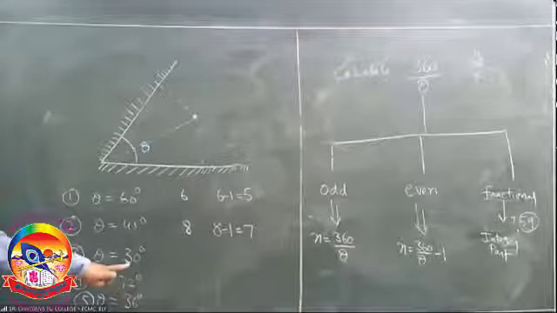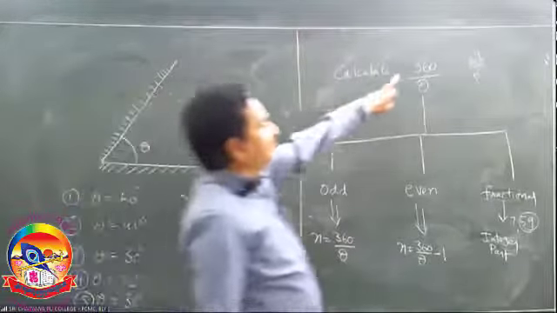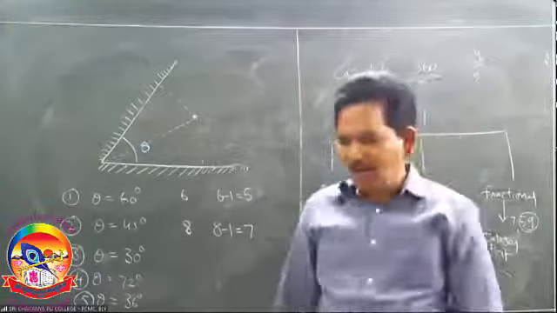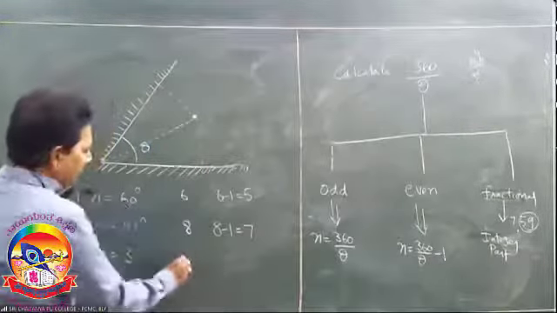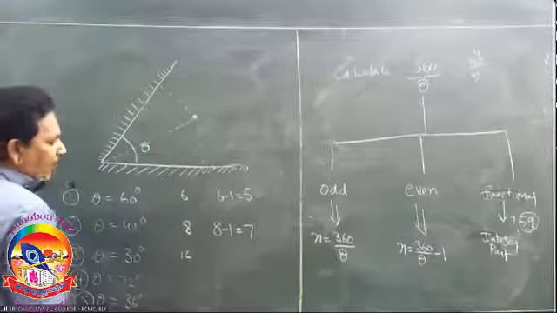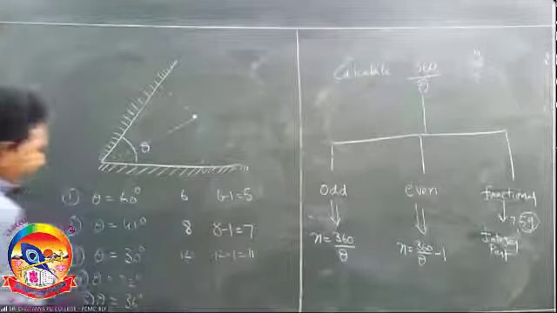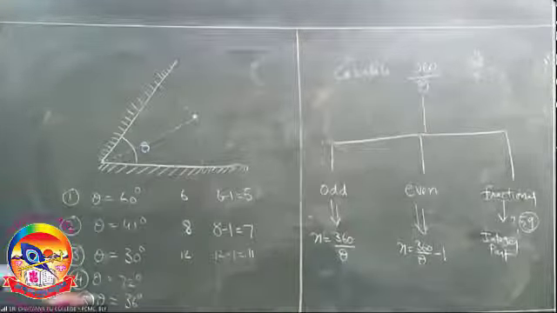Quickly. 30 degrees. 360 by 30. The 0 and 0 get cancelled, and I am getting 12. 12 is even. 12 minus 1 is equal to 11. Come to this part.